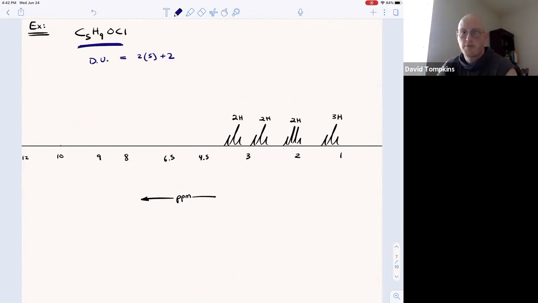You expect 12 protons if it's saturated. In reality, we only have 9 protons. We subtract 9. We subtract 1 for chlorine, as it takes the place of 1 hydrogen, and then divide by 2. For every 2 protons you pluck off, you make 1 degree of unsaturation. This gives us 1 degree of unsaturation total.